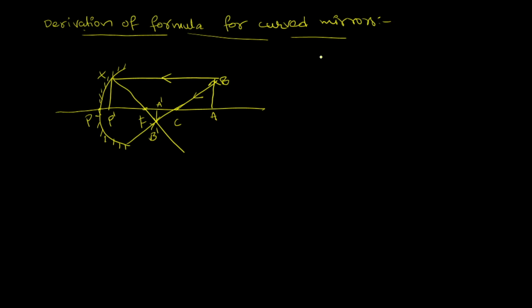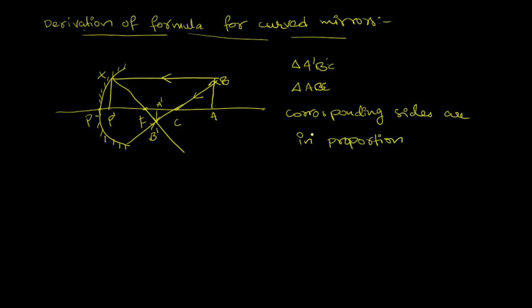Now from this figure, triangle A prime B prime C is similar to triangle ABC. Okay, what are similar triangles? Why do we call these similar triangles? The triangles whose corresponding sides are in proportion to each other are known as similar triangles. Similar triangles.